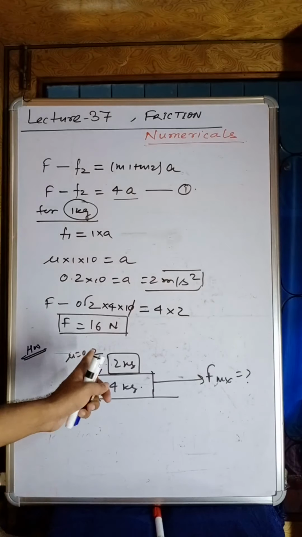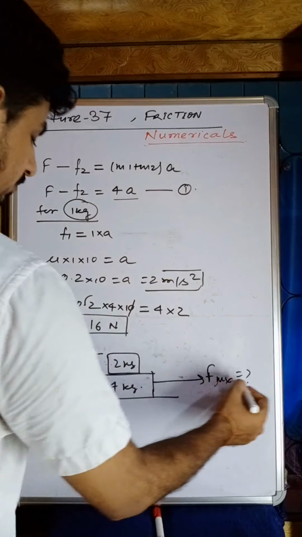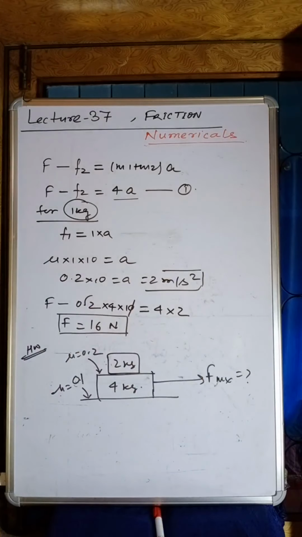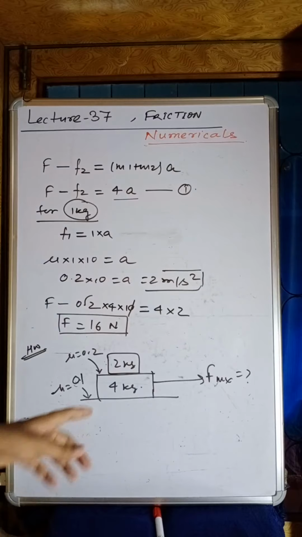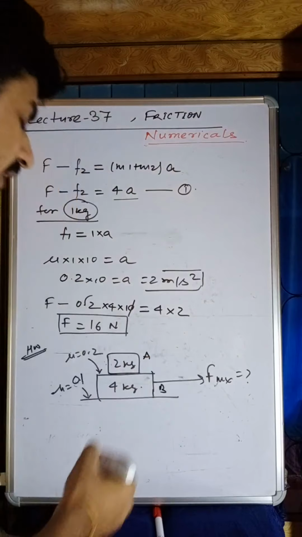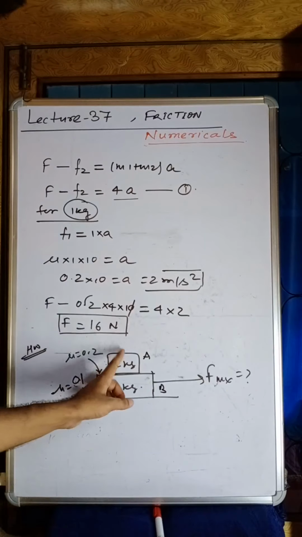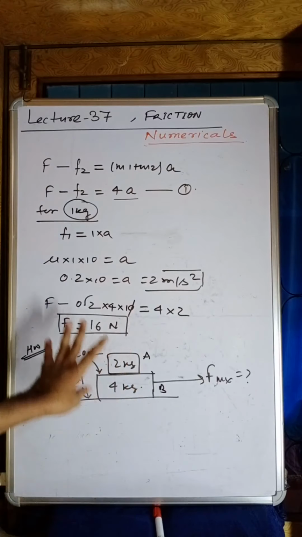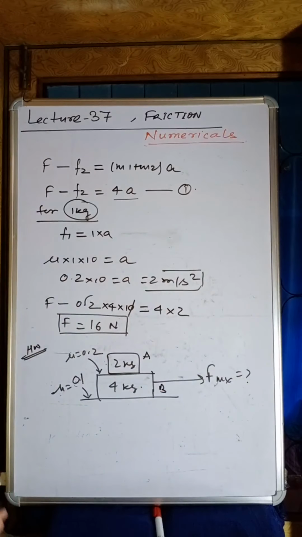Alright, you have to find the maximum force for which A does not move over B, but the entire system can move with some acceleration. This is your question. Okay, my dear students? Yes. Now, the last question of this lecture we are going to deal with.